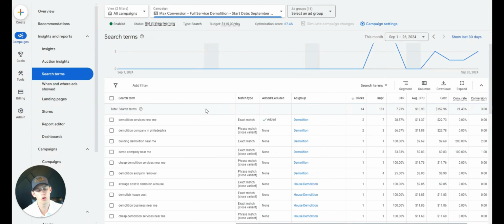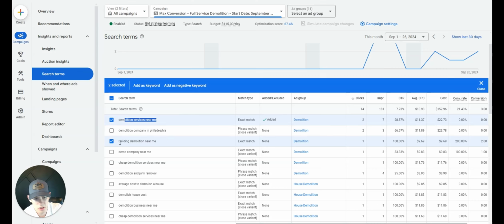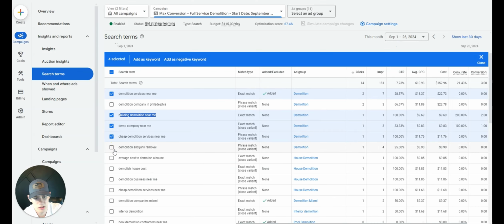But you guys can see here, the quality of the keyword is very, very important here. Demolition services near me, building demolition near me, demo company, cheap demolition. You probably don't want cheap. Go ahead and just remove that. Demolition and junk removal is a junk removal company, so they do this.